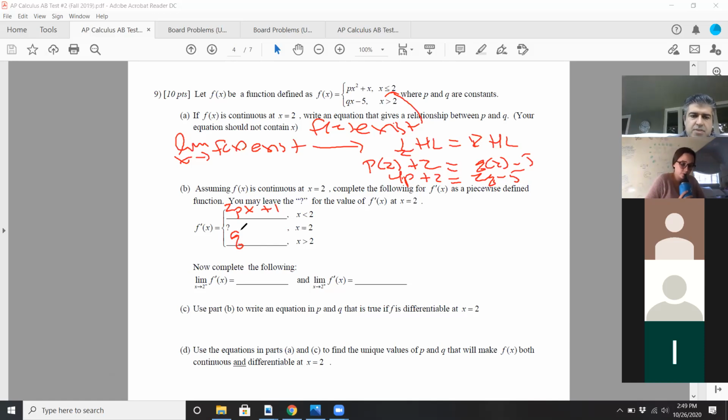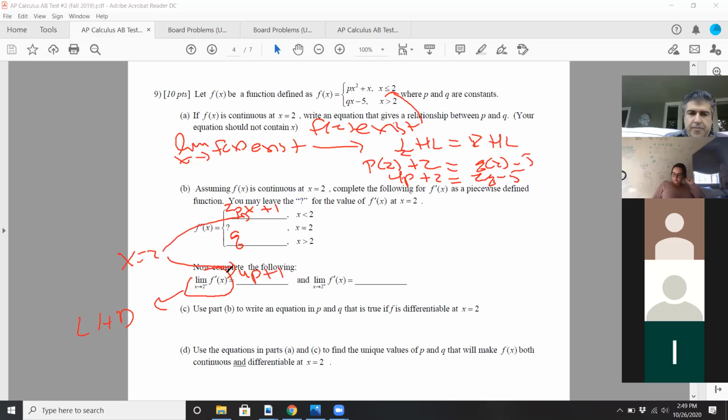So this basically means a left-hand derivative, because you're approaching 2 from the left. Approaching 2 from the right, that's a right-hand derivative. At x equals 2, that's specifically going to be 4p plus 1, because I plug in 2 for x right there. And the other is just plain old q. So if I want it to be differentiable at x equals 2, it's just 4p plus 1 equals q.